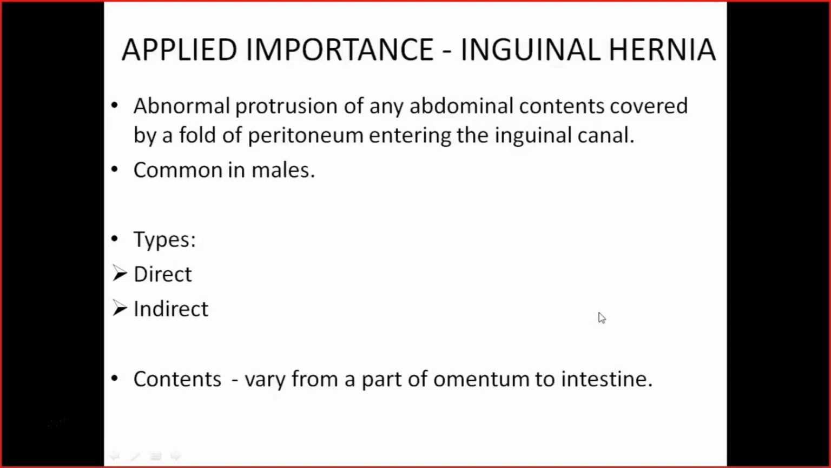Clear? So talking about applied importance, we have inguinal hernia. As you already know, inguinal hernia is nothing but an abnormal protrusion of any abdominal contents, covered by a fold of peritoneum, while entering the inguinal canal. It is divided into direct and indirect hernia. The contents may vary from omentum to intestine.